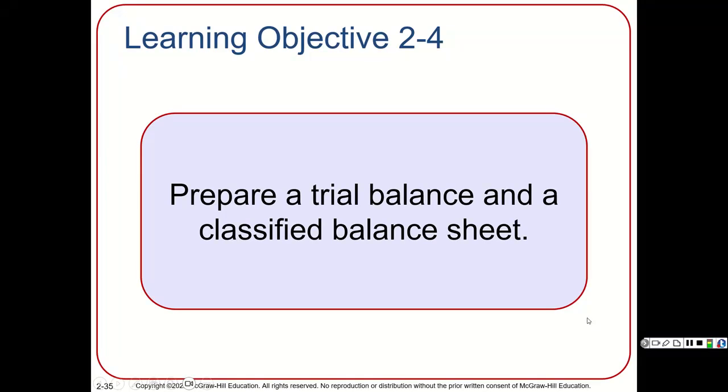So now we have to prepare a trial balance. This is to ensure that our balances are equal and conform to the equation: our total of assets equals our liabilities plus the stockholders' equity. And then we also use a trial balance in order to do adjusting entries, and we'll get into adjusting entries towards the end of the course.